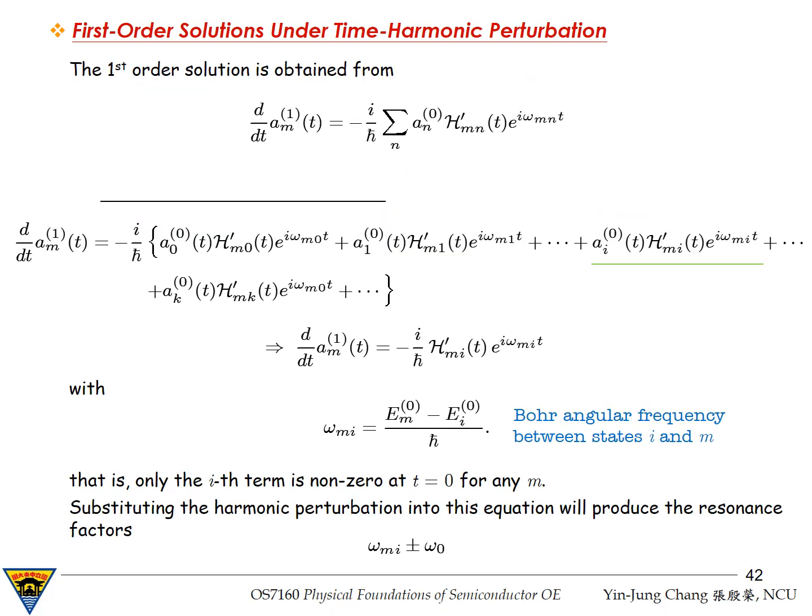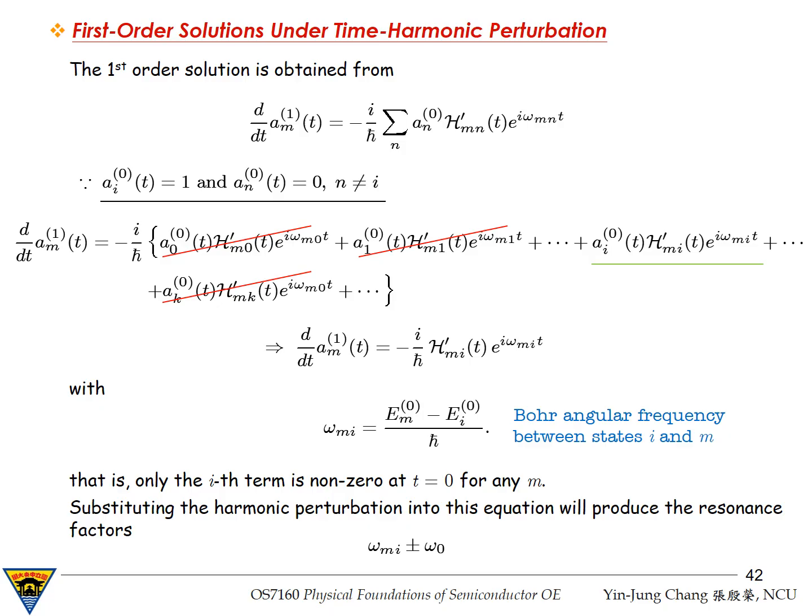Now we move to the first order solution. From the general first order amplitude equation, we use the fact that the zeroth order amplitudes are given by these two equations, which means only the ith term in the sum survives, while the other terms on the right-hand side vanish. Therefore, the equation immediately simplifies to the one shown here, where omega sub mi is called the Bohr angular frequency between states i and m.